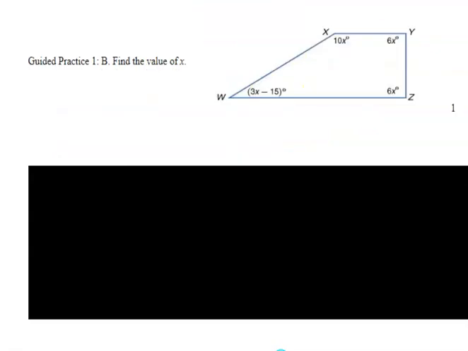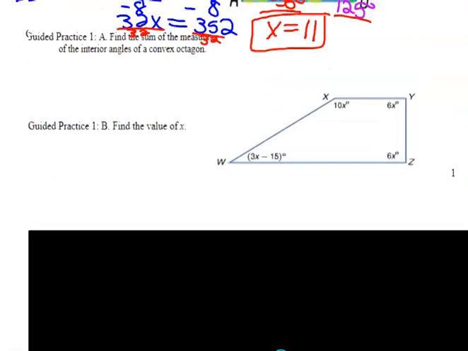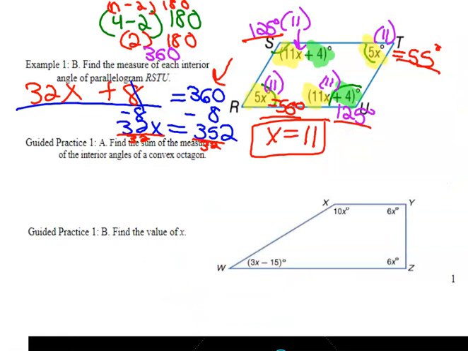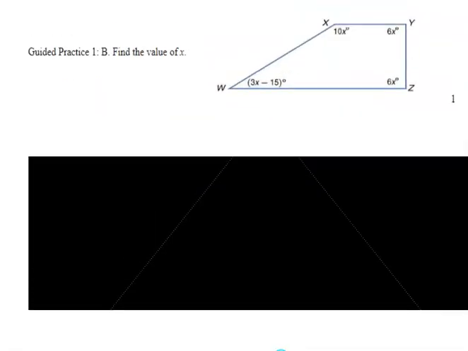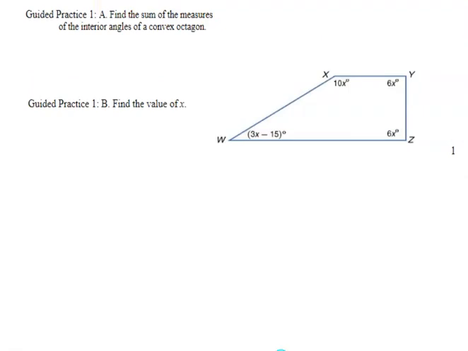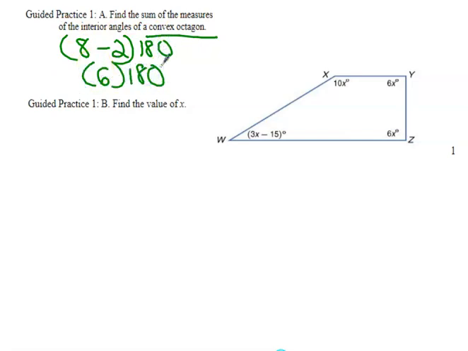Now we're dealing with an octagon. So an octagon, think of like a stop sign. An octagon is 8 sides. So let's find the sum of the measures of interior angles of a convex octagon. I'm going to plug 8 into our equation. 8 minus 2 is 6, and then 6 times 180. Plug that into our calculator. So 6 times 180 is 1,080.